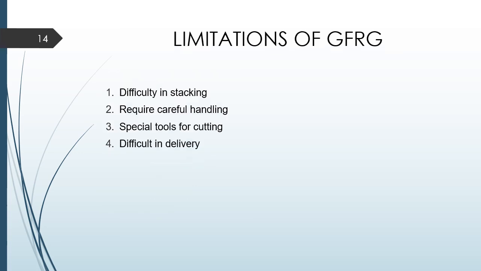The limitations of GFRG are that it is difficult in stacking, requires careful handling, requires very special tools for cutting, and is difficult in delivery. Difficulty in stacking means it needs to be neatly stacked in order to avoid distortion, damage and abrasion. It should be stacked vertically on support extending the full length of the panel. If this is not done properly, it may lead to damage of GFRG panels and hence considerable difficulty in construction.